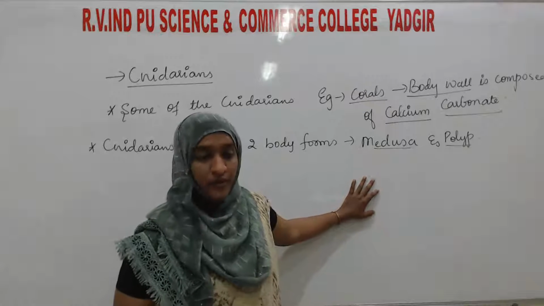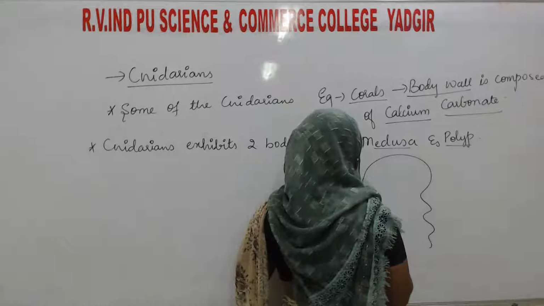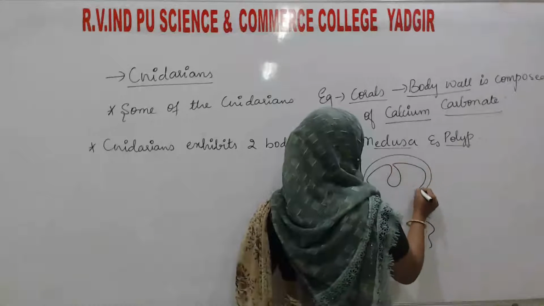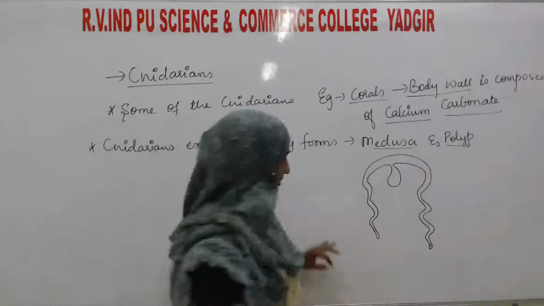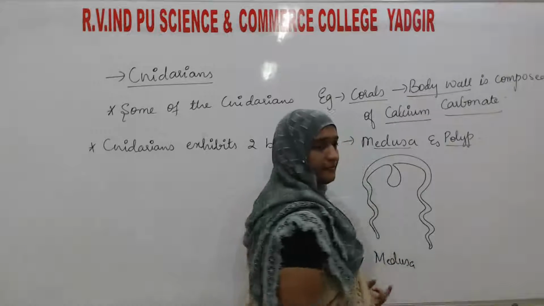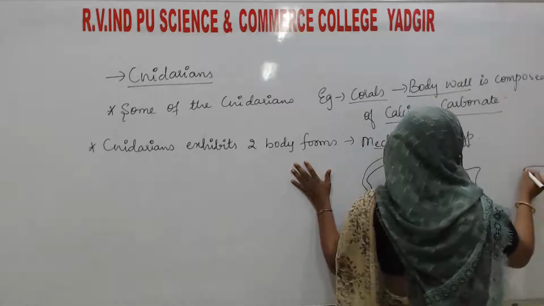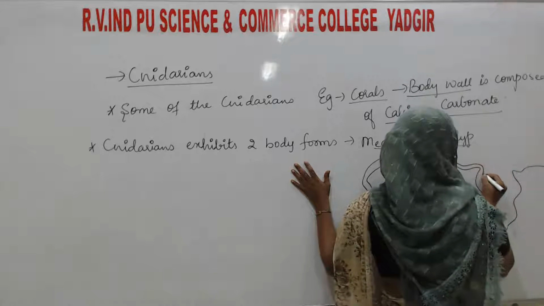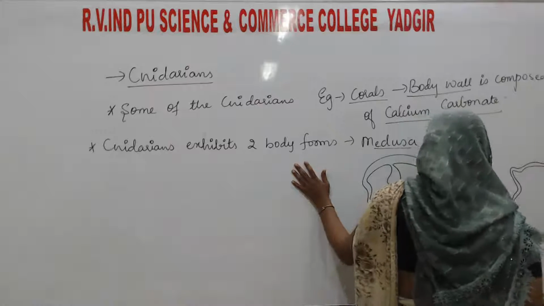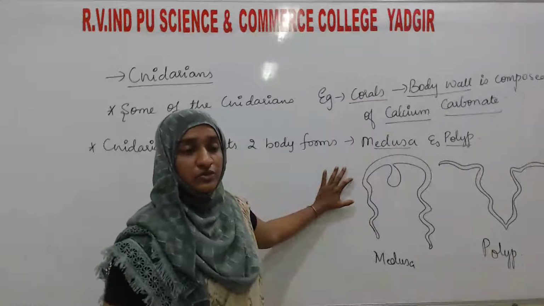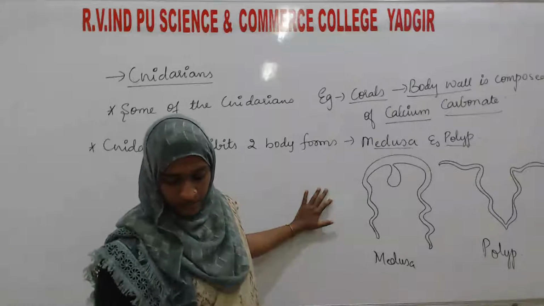How the medusa and the polyp look: here you see, it is just like an umbrella shape. This umbrella shaped structure is one body form, the medusa or medusae. One more is cylindrical. This is the polyp. So these are the two basic body forms which you will see among the animals which belong to the phylum Coelenterata.